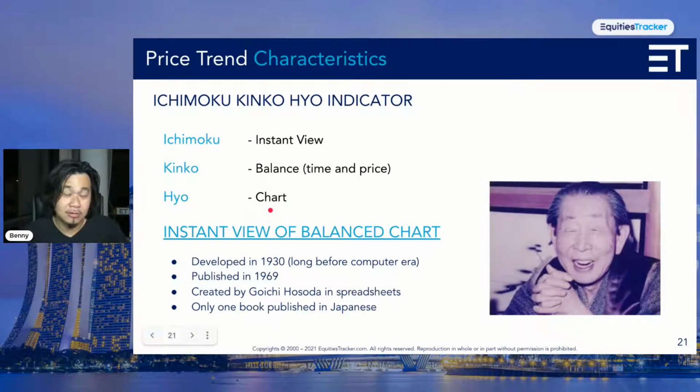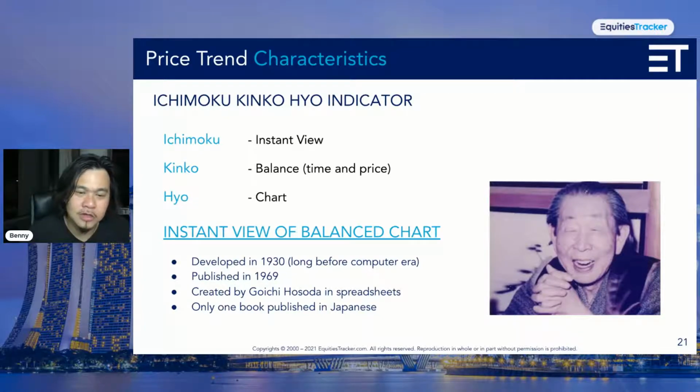Okay, now you have to look at it. This was developed in 1930, and at that time there is no charting software. In fact, there's no computer as well. There's no personal computer that existed at that time. Okay, and of course, this indicator was only published like 39 years later, which is 1969, in Japanese. Only in the 1990s was it translated into English, and that's where we are able to understand it.